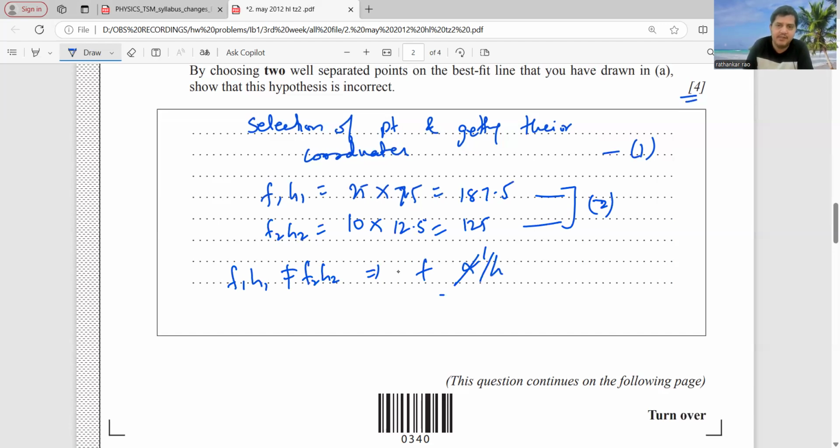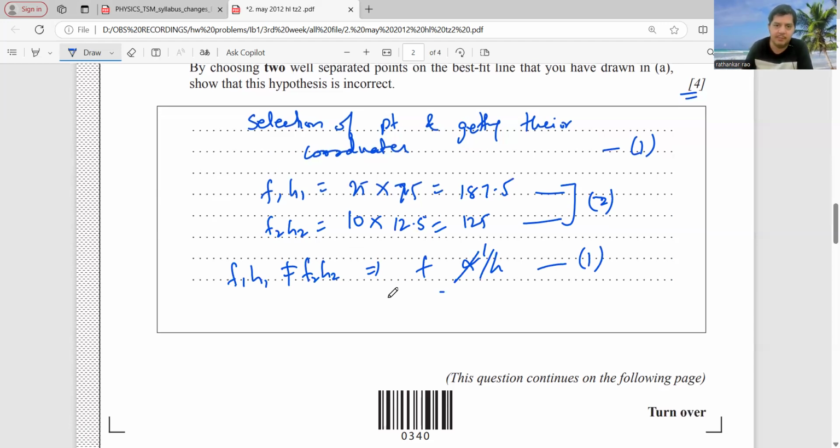Okay, so you can mention all this. This will give you 1 more point. If these were equal, definitely it is inversely proportional. Since they are not equal, it is not inversely proportional. Okay, so let us move on to the next problem.